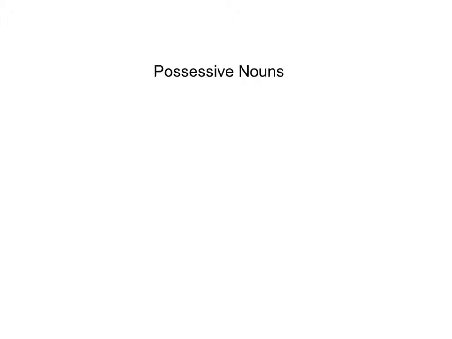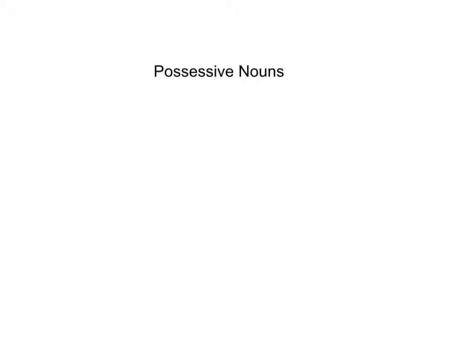All right, let's talk about possessive nouns. A possessive noun is any noun that owns or has something, possesses something. When we're writing, the way we indicate to a reader that a noun owns or has something is by using an apostrophe. So possessive nouns is one of two times that we use apostrophes.